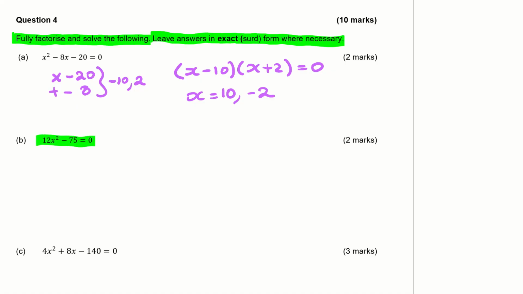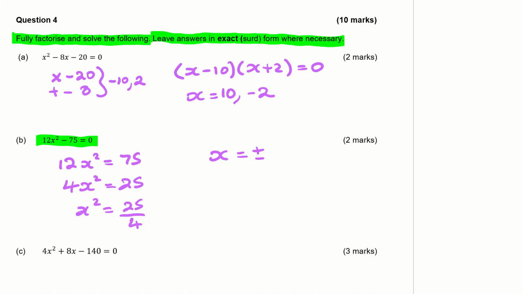Next one is 12x squared minus 75 is 0. There's a few different ways you could do this one. So we have 12x squared equals 75. If we put the 75 on the other side, both of these things divide by 3. So we've got 4x squared equals 25. So x squared is 25 on 4. And that means that x would be positive or negative the square root of 25 on 4. Now, root 25 is 5, root 4 is 2, so it's plus or minus 5 on 2.